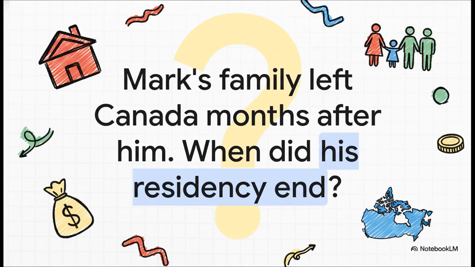Okay, let's try another one. This is Mark's situation. He moves to LA for a job on February 1st, but his wife and children, a very, very significant residential tie, don't join him until June 15th. To complicate things even more, their family home in Canada isn't sold until August 1st. So when did Mark's Canadian tax residency actually end?